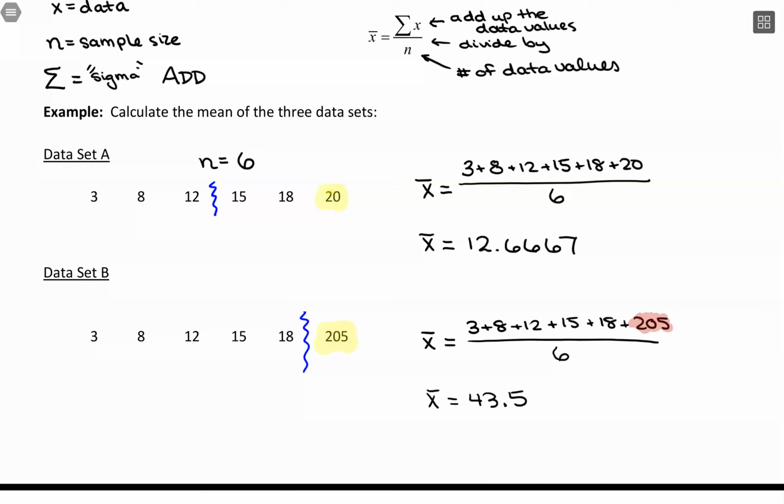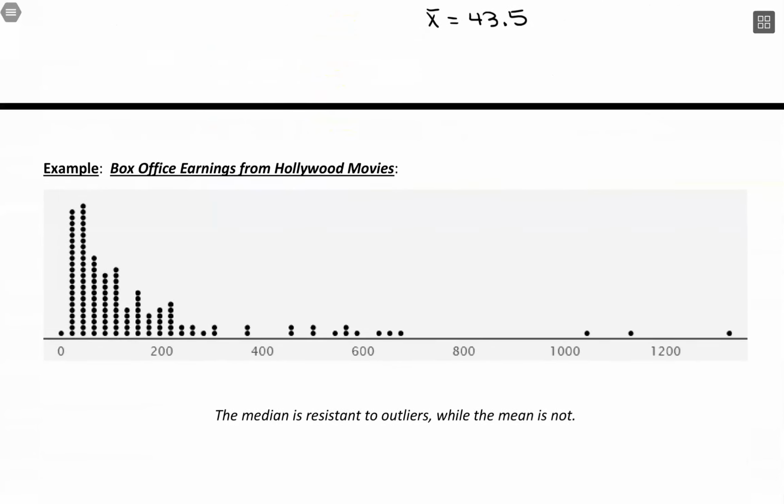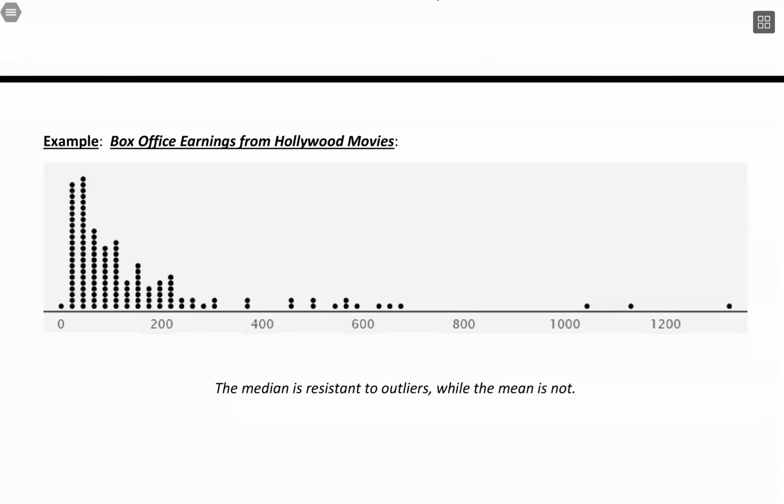So let's look at a visual in terms of a skewed data set and how this affects mean and median. This right here is box office earnings from Hollywood movies. What we have here is a dot plot so we can see more of what's happening on an individual basis. Let's see how the mean and median would compare. When you have a graph like this, if you need to estimate where the median is, typically you can look for the peak of the graph.